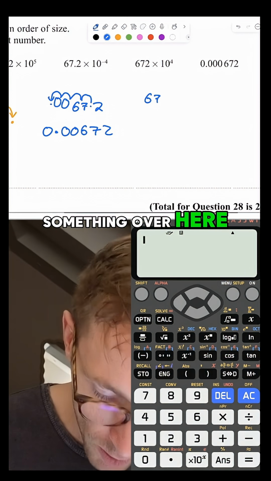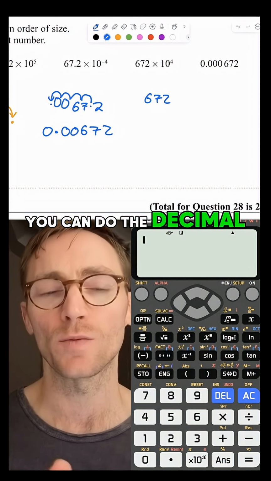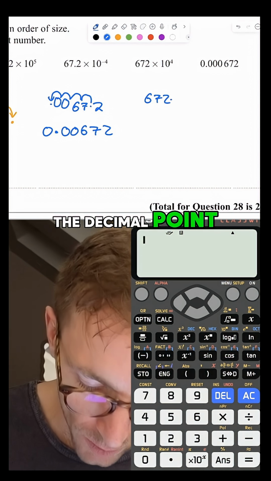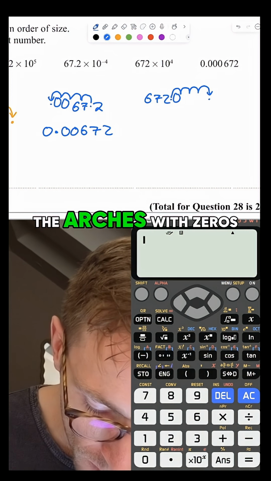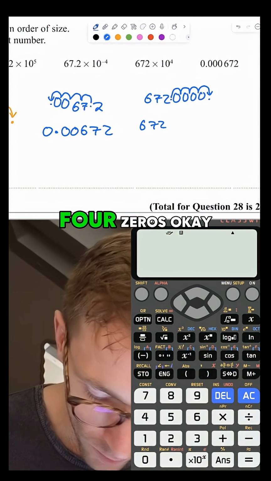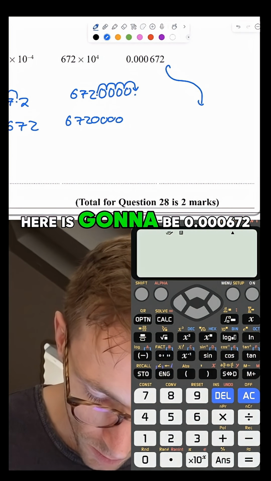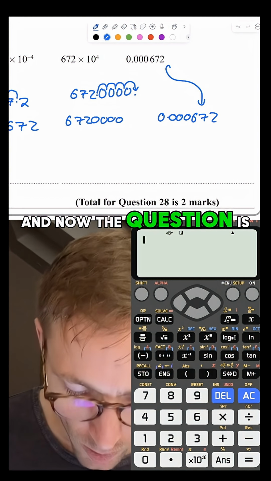Same thing over here. Now, to times a number by 10 to the 4, you can do the decimal point thing, or you could just add 4 zeros. It doesn't really matter. There's the decimal point. You can go 4 places that way and then fill the arches with zeros, or you could just add 4 zeros, okay? Either way, fine. And then this number over here is going to be 0.000672.